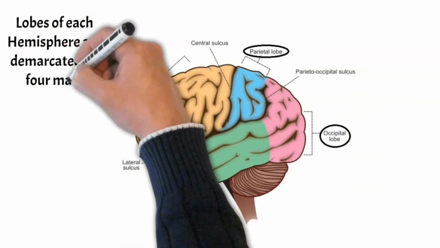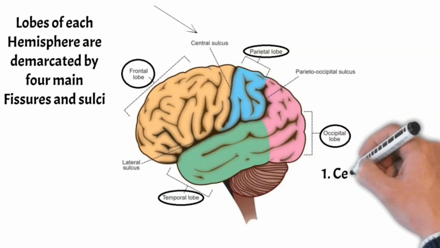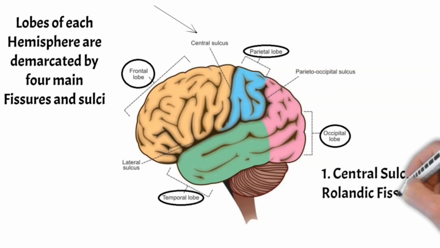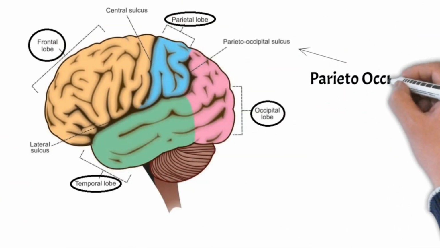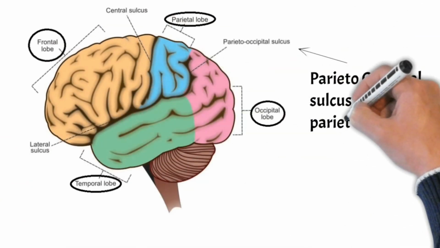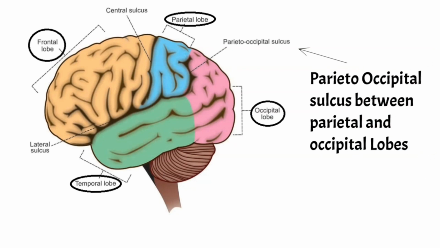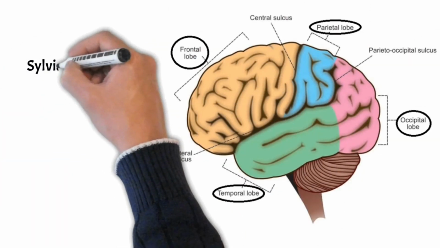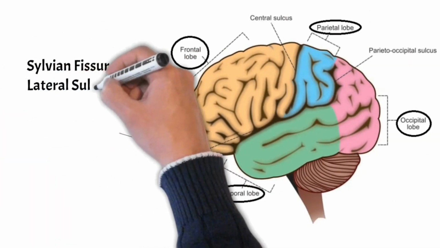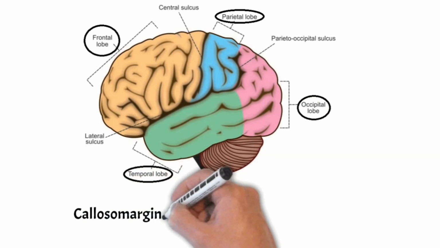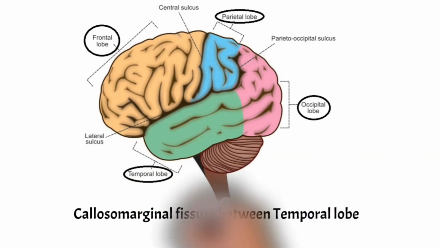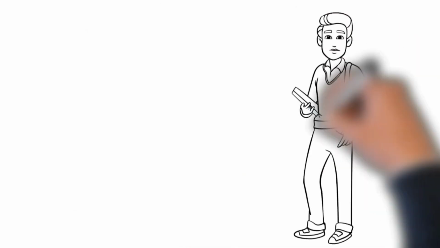Lobes of each hemisphere are demarcated by 4 main fissures and sulci. First, central sulcus or Rolandic fissure between frontal and parietal lobes. Parieto-occipital sulcus between parietal and occipital lobes. Sylvian fissure or lateral sulcus between parietal and temporal lobes, and callosomarginal fissure between temporal and limbic area.